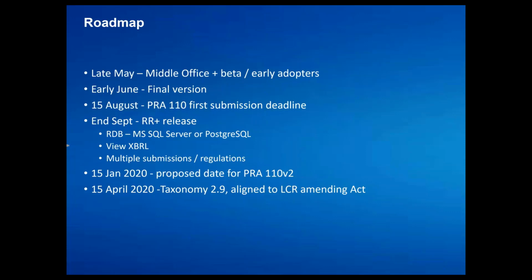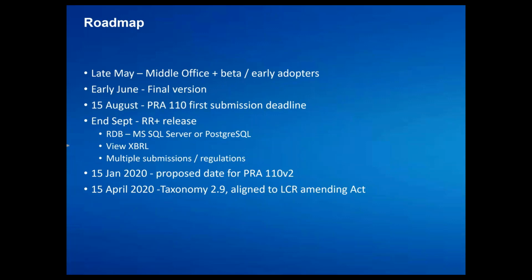Early June, there is a final version of the PRA 110 ready for the first submission. There is a version at the moment, but there is a list of a few issues. We'll be releasing our final version in early June with the known issues identified, or certainly the important ones identified. The 15th of August is your first submission deadline for the PRA 110.